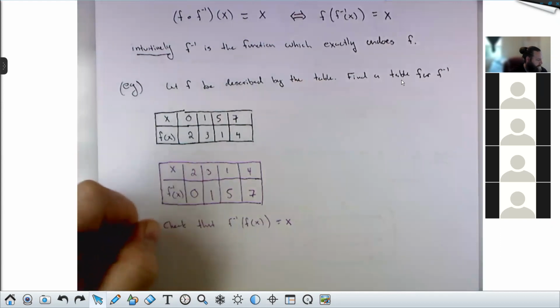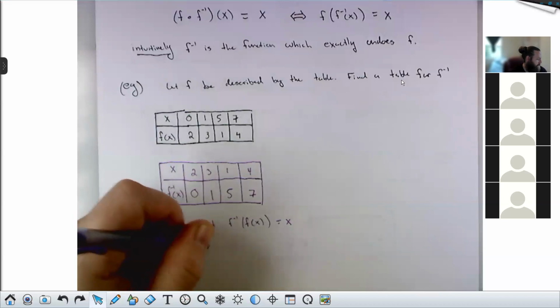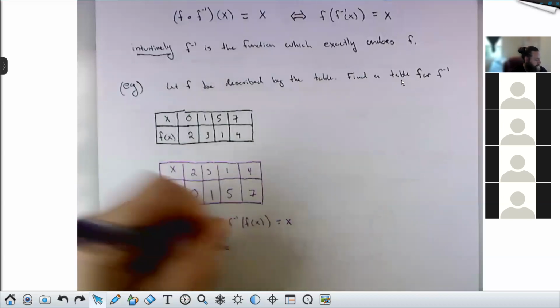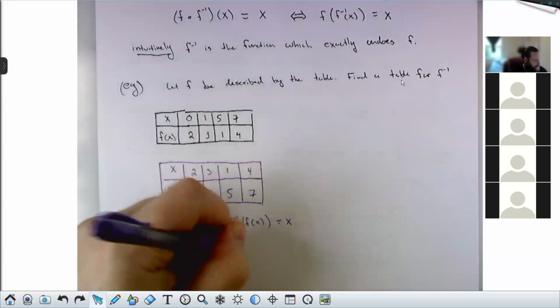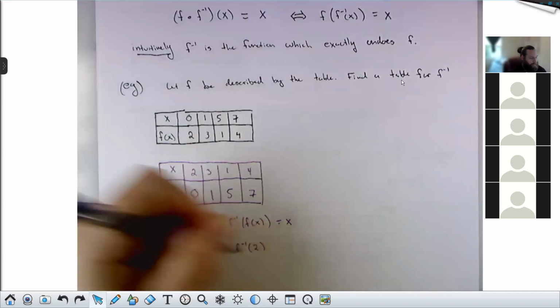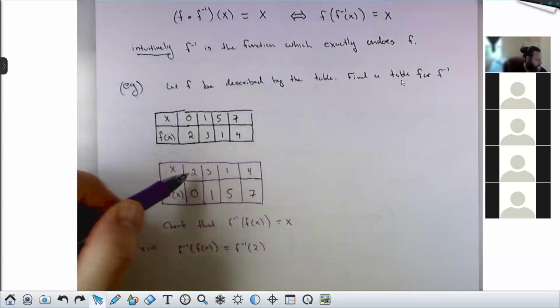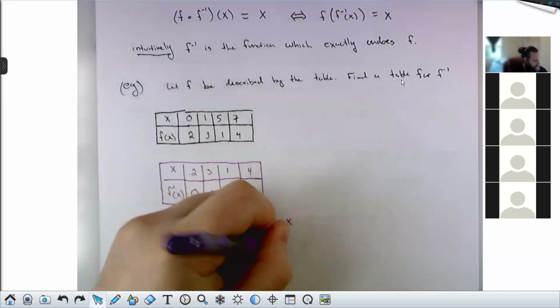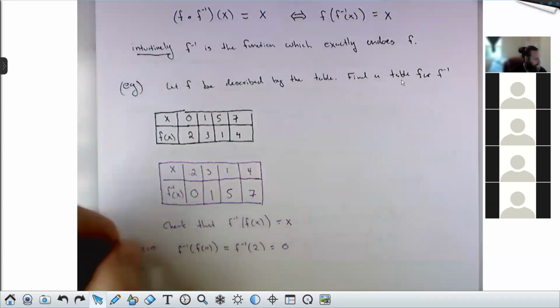So when x is equal to 0, F inverse of F of 0, well, what's F of 0? F of 0 is 2. So this would be F inverse of 2. And then we look at the table for F inverse. F inverse of 2 is 0. So is F inverse of F of 0 equal to 0? Yeah, right. So this statement is verified for that particular input 0.